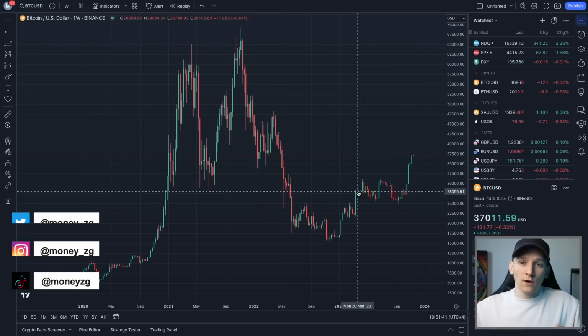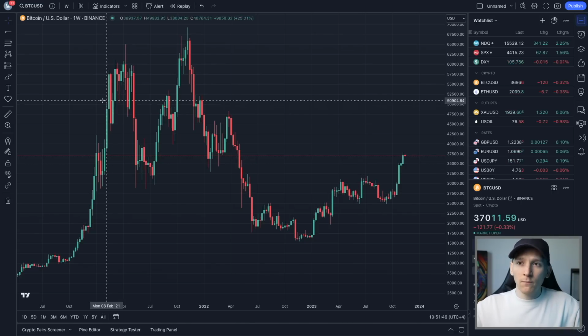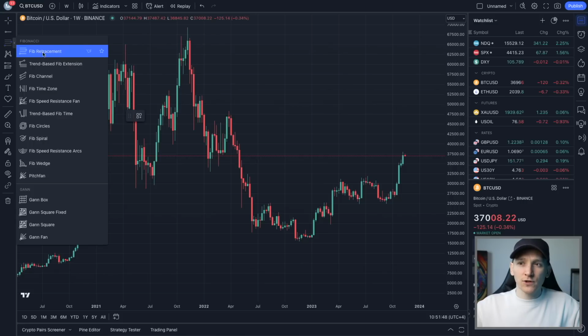The simplest, most effective Fibonacci retracement trading strategy on earth. I'll show you exactly how to implement this with your trades step by step. So come to your TradingView and click the Fibonacci retracement right here.